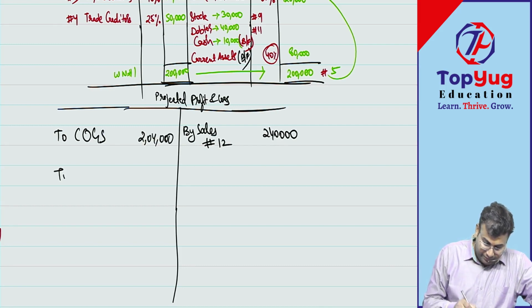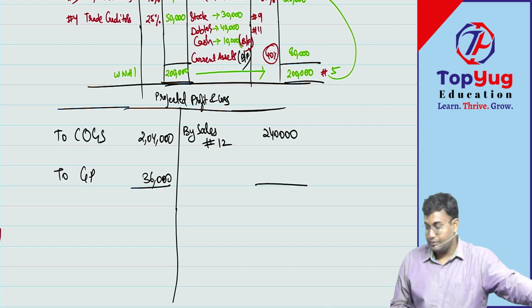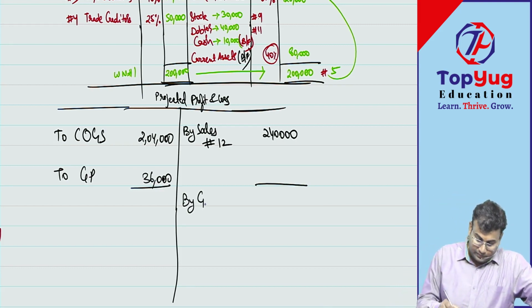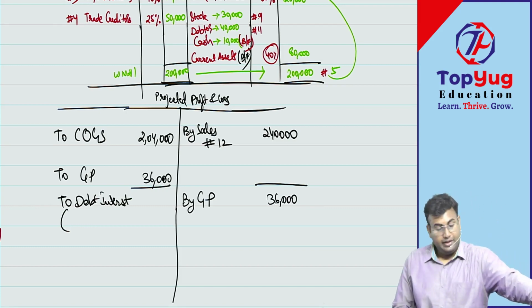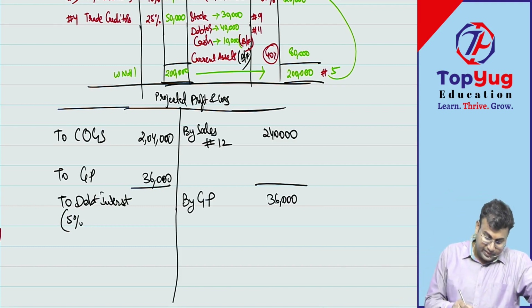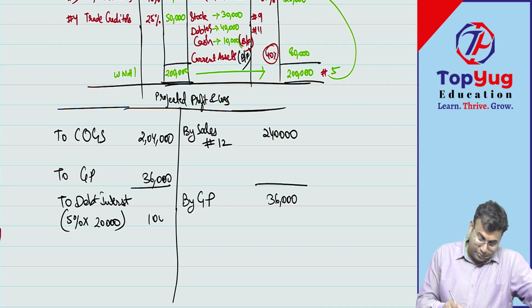So you'll have to GP, 36,000. GP 36,000. Yes, debenture interest. Can we do the calculation here itself? It is clearly mentioned 5% into 20,000. That is how much? 1,000 rupees.